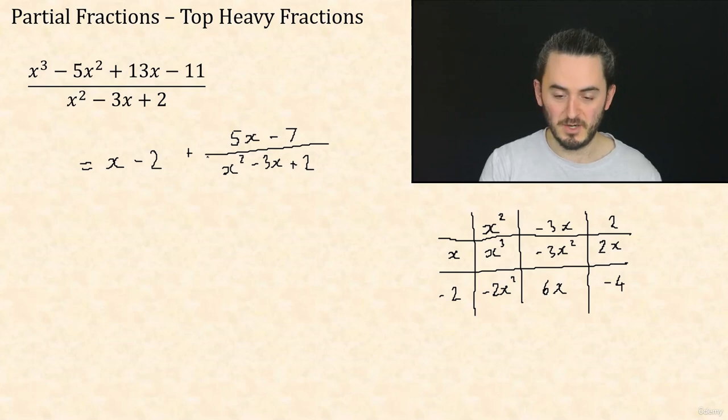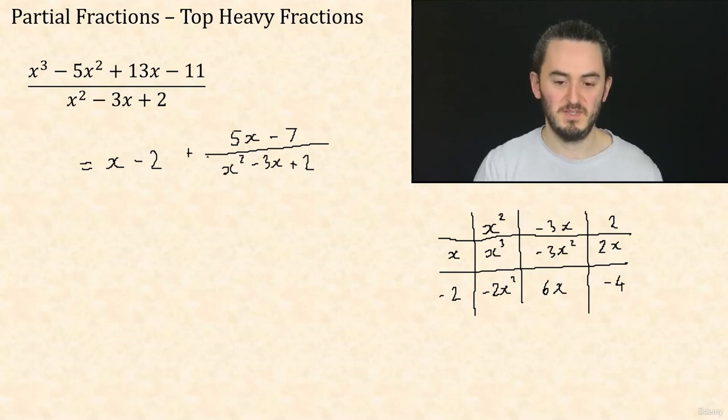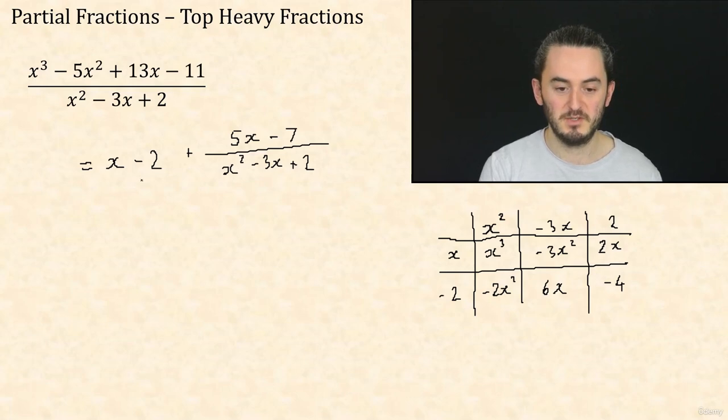Okay, if you need a refresher on that, please do go back and look at the year 12 pure course. But I've done the algebraic division. I figured out that this cubic term divided by this quadratic is x minus 2 with a remainder of 5x minus 7, and that sits over this here. All right, now we can just get on with splitting this into partial fractions.